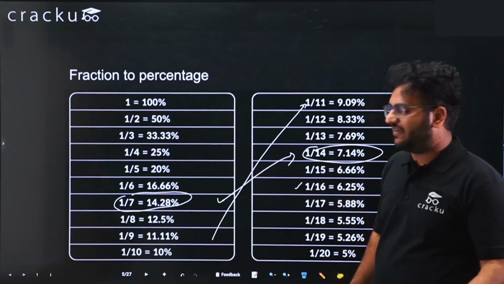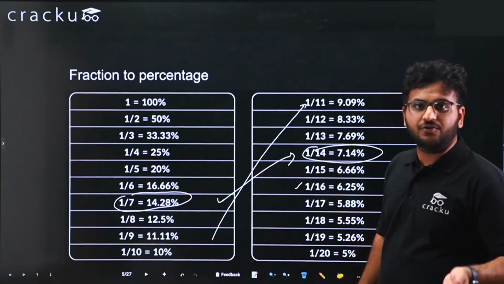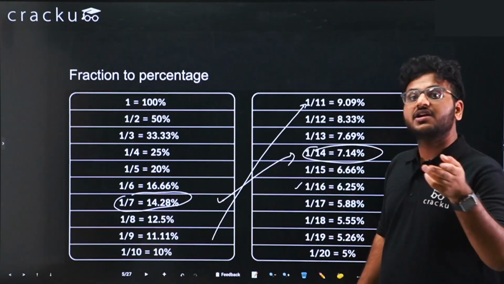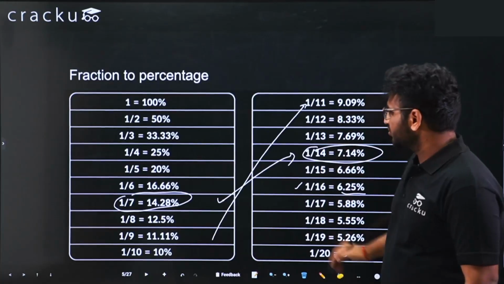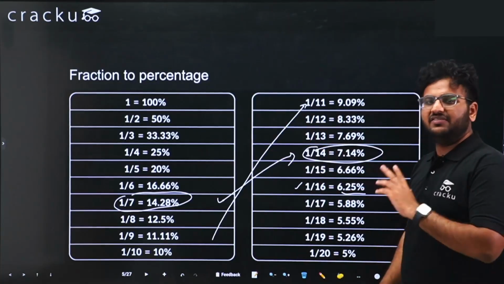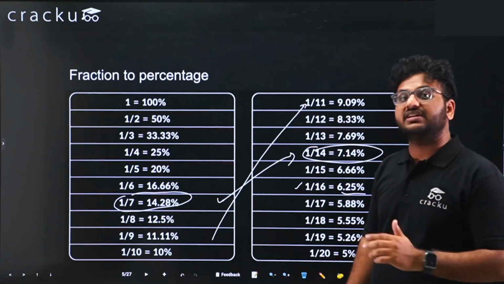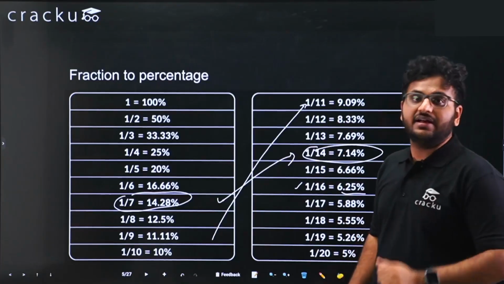Okay. Now 1 by 16 is what? Either 1 by 8 divided by 2 or 1 by 4 divided by 4. So 1 by 8 is 12.5. 12.5 divided by 2 is 6.25 and so on. So you can go through this table. It will help you in fast calculation and concept based calculation in the exams.